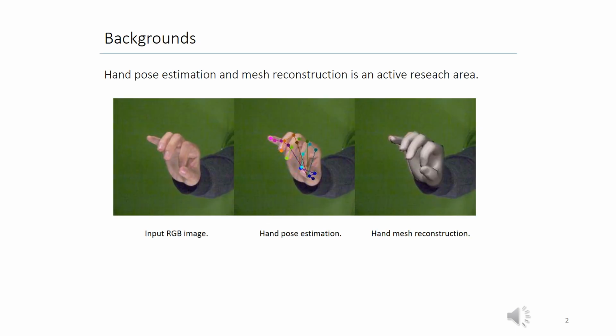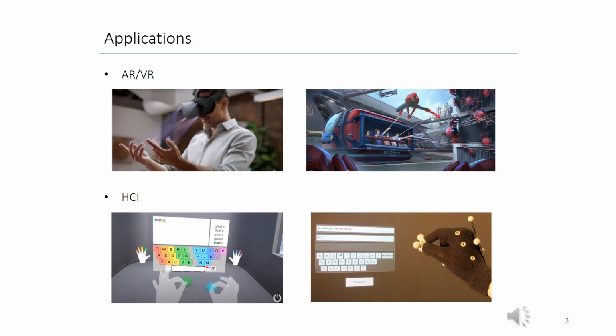Hand pose estimation and mesh reconstruction is an active research area. Given an input RGB image, we can estimate the hand pose, which is the coordinate of each hand joint, or reconstruct the hand mesh. The hand pose estimation problem is widely used in AR, VR applications and human-computer interaction scenarios.